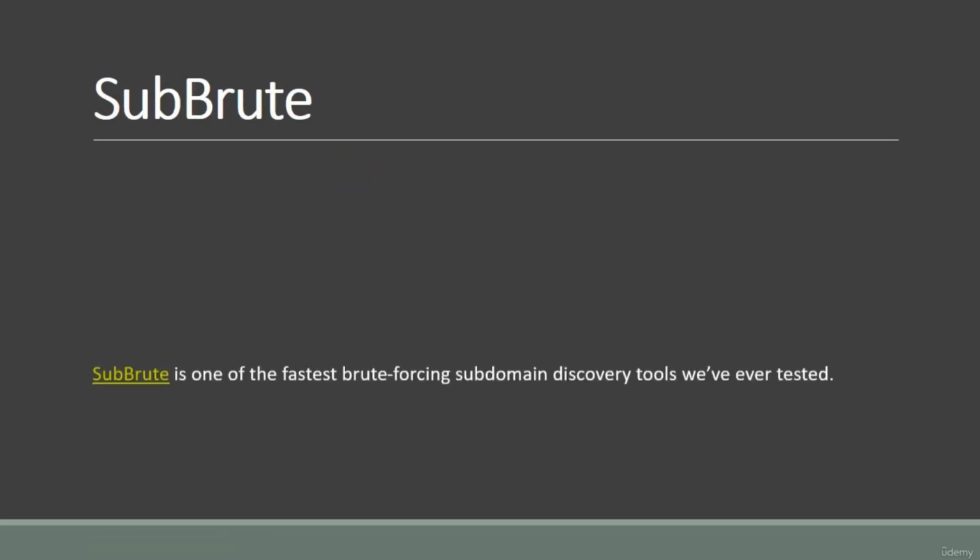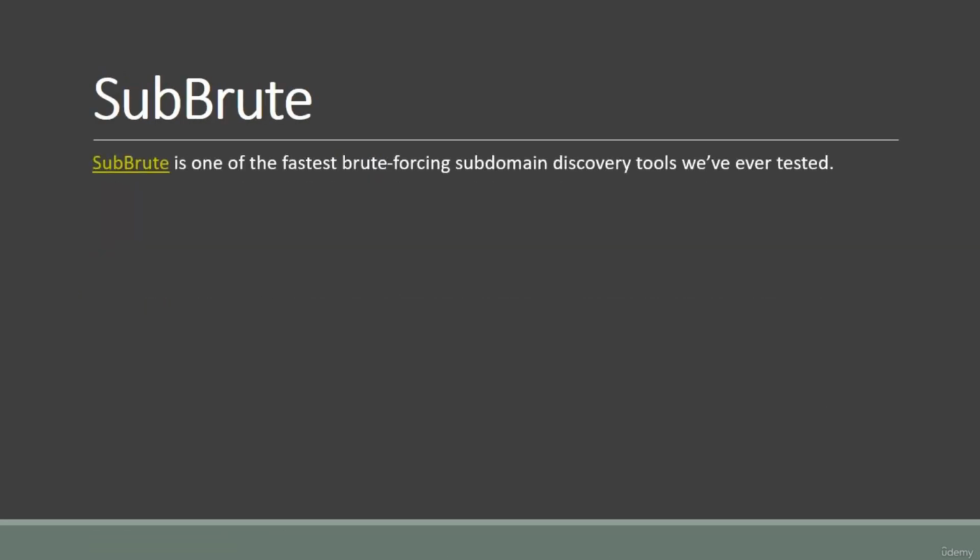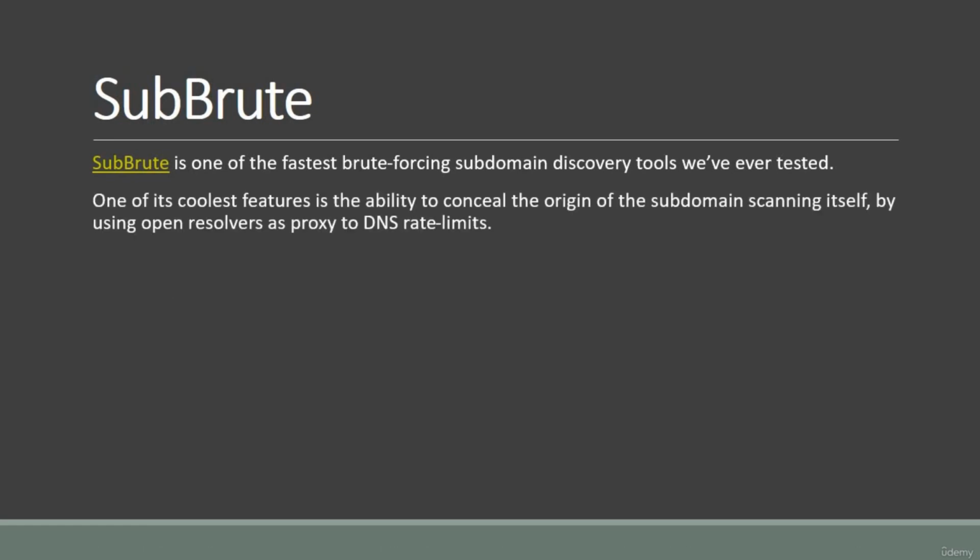Next one is Subbrute. Subbrute is one of the fastest brute-forcing subdomain discovery tools we have ever tested. And one of the coolest features is the ability to conceal the origin of the subdomain scanning itself by using open resolvers as proxies to avoid DNS rate limits. So don't worry about these notes, guys.